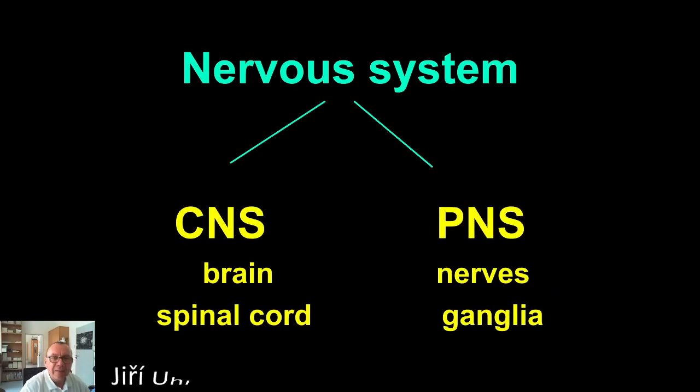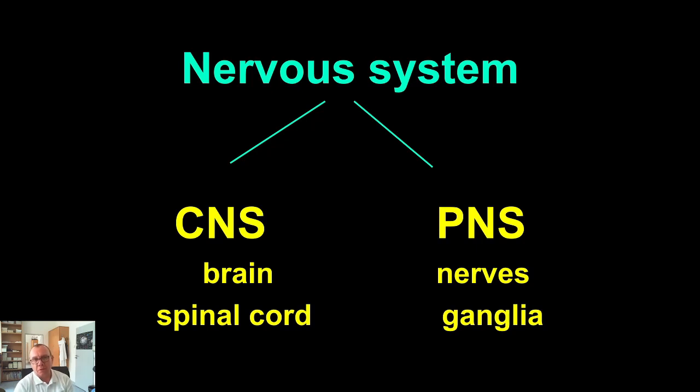Dear colleagues, let me start the lecture about the nervous system. You will study the nervous system in anatomy very much. You already started with peripheral nervous system and you will go on in central nervous system. So you will know perfectly these two parts of the nervous system.